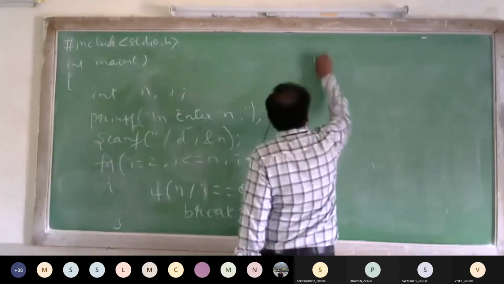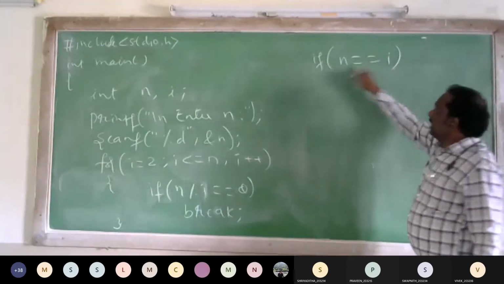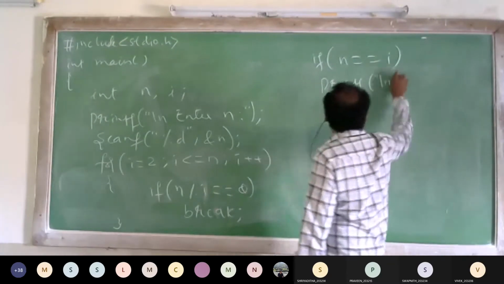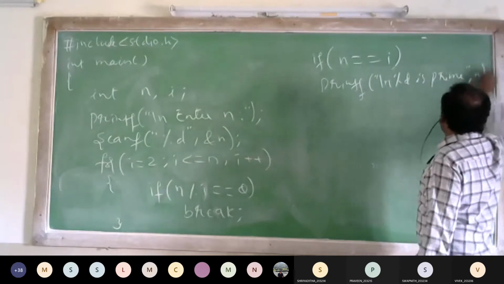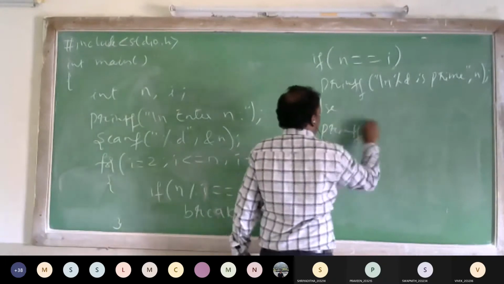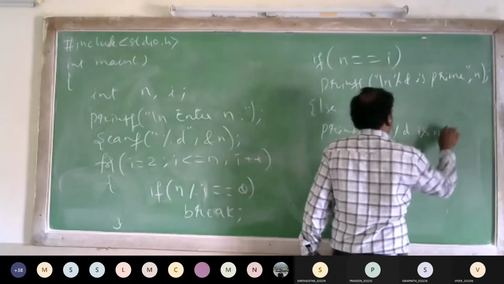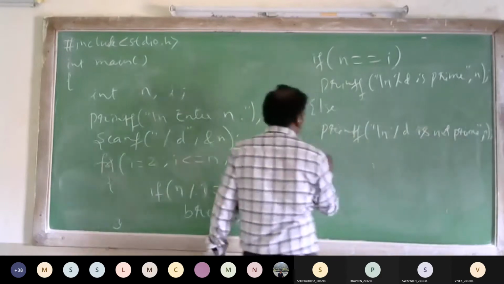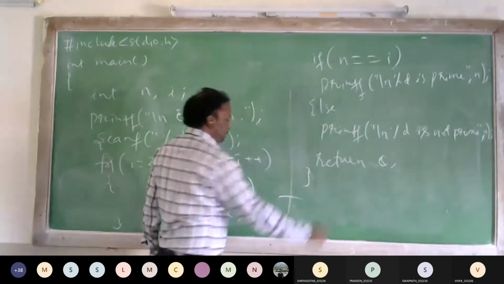Now I am checking whether the given number n is equal to the divisor i. If they are equal, then I will print "n is prime". Otherwise, else printf "n is not prime". Return 0. Close the program.